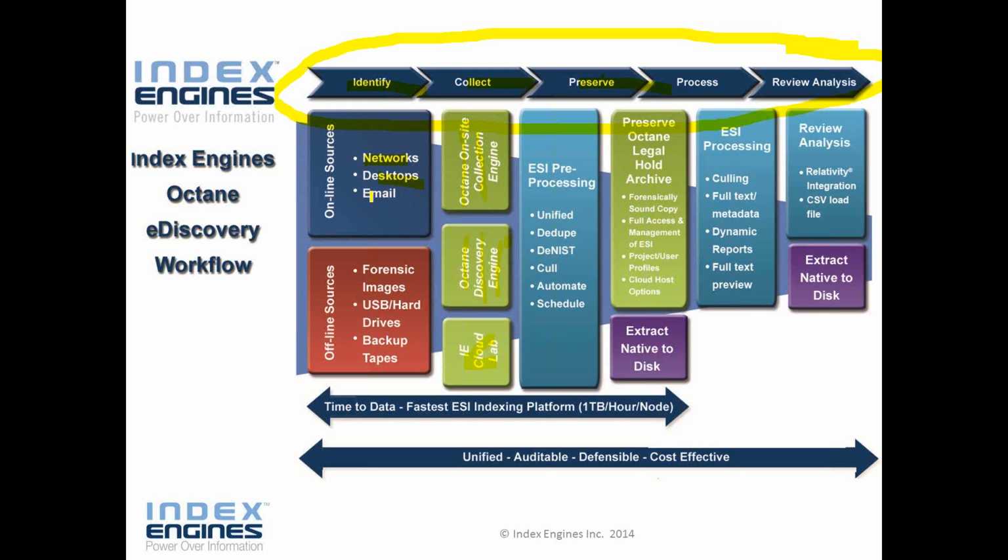We could point to all sorts of different data sources, so whether it's online sources or offline sources, we can provide full culling, search culling, and collection and preservation. The data could be deduped, deNISTed, and processed into either a legal hold archive or extracted out to disk, and then integrated with things like Relativity.